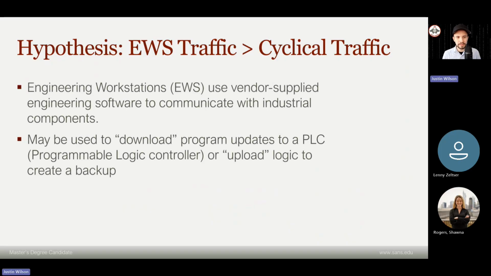So these engineering workstations have vendor-provided programming software specific for these industrial components. The software is used to download code updates or upload code from a PLC, make changes while it's running, stuff like that. And so my hypothesis was that this traffic would contain more asset details than regular background cyclical traffic.